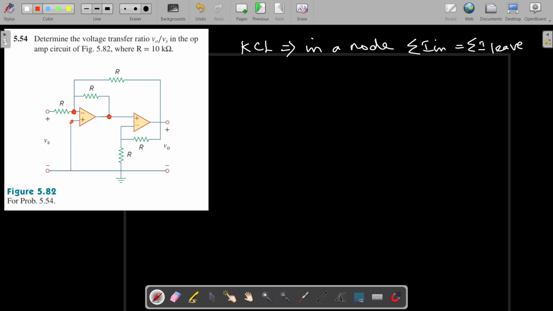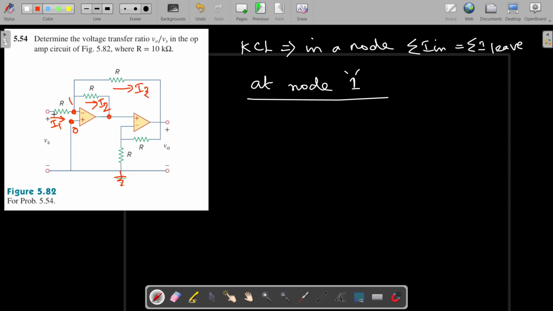Here this node is at ground potential, right? This is grounded, so it is at zero potential, which means this is also at zero potential. Let's name this node number 1, and this node 1 is at zero potential, and for this node 1 we are going to apply KCL. Okay, so we'll mark the currents here. Let's name this I1 current, this I2, and this I3.